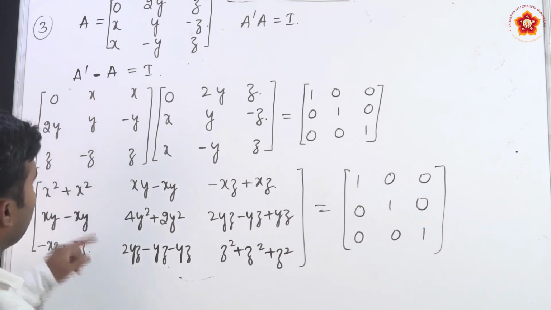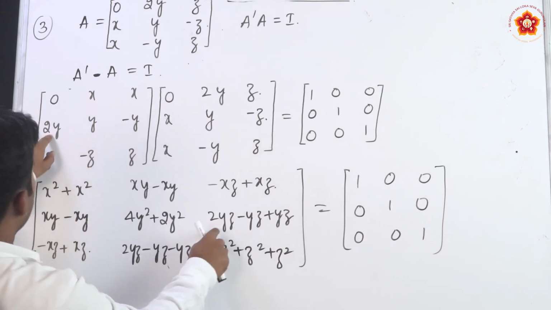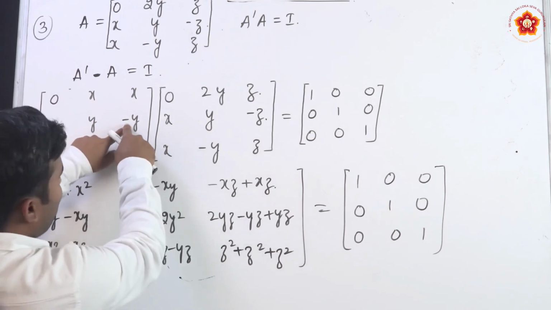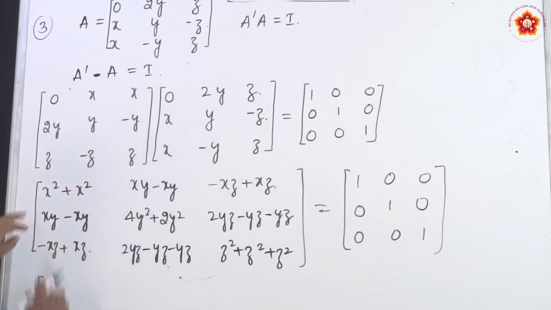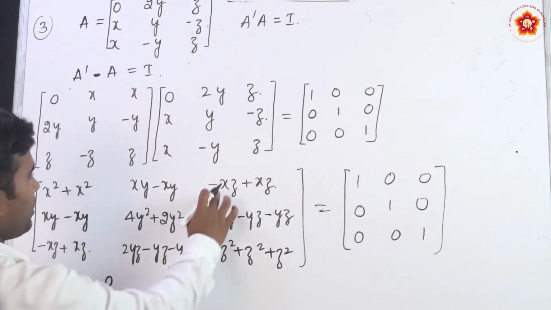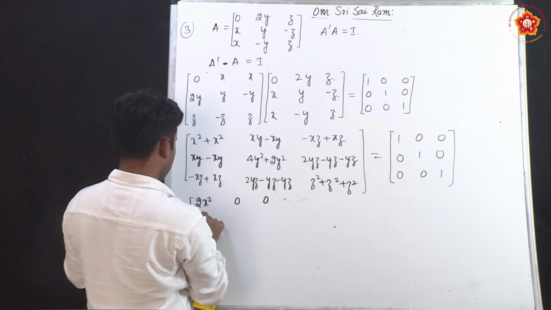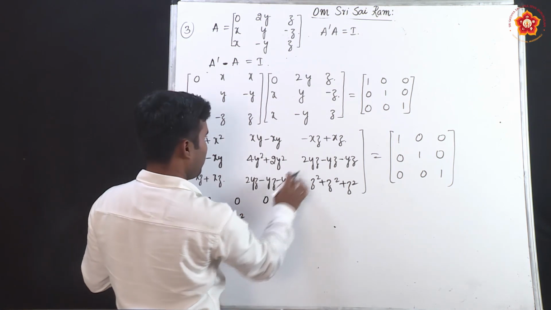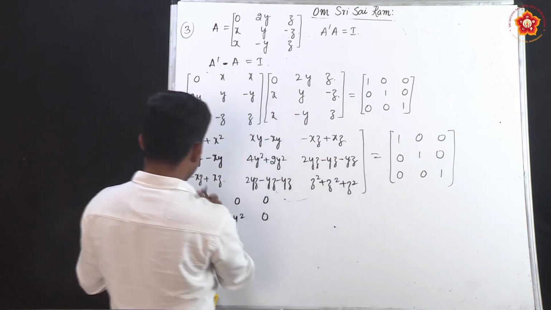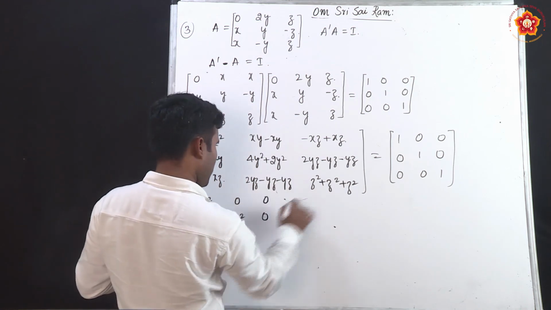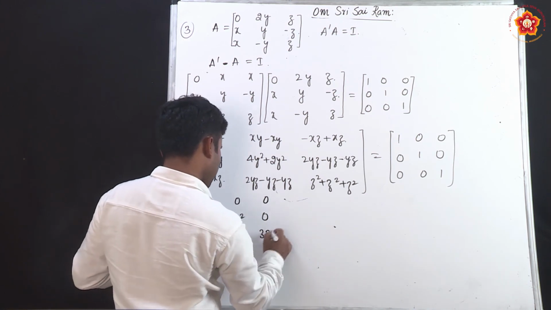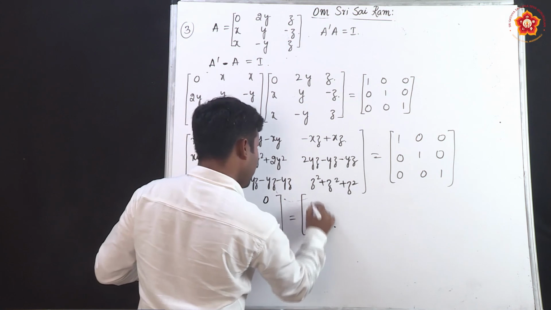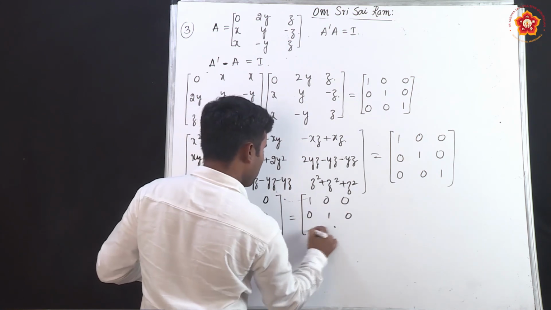So here, 2yz and minus y, and this is minus y times plus z, which is minus. Now simplify this: 2x square, and this becomes 0, this becomes 0, this becomes 0, and 6y square, and this becomes 0, this becomes 0, this becomes 0, and this is 3z square, is equal to 1 0 0 0 1 0 0 0 1.